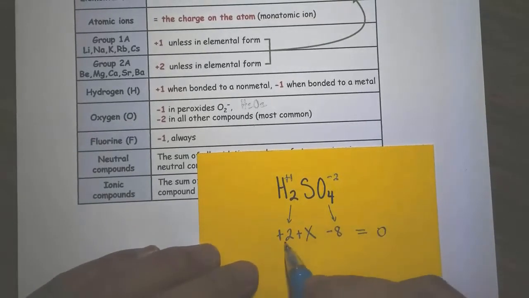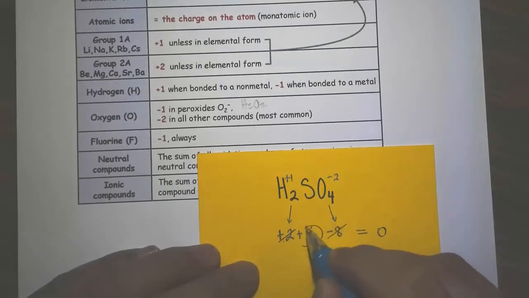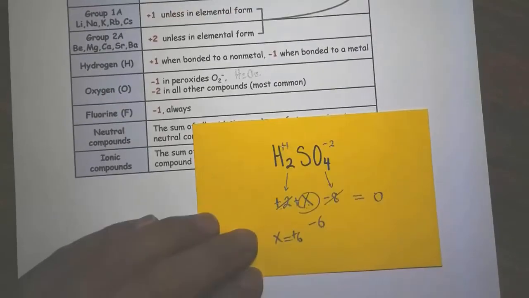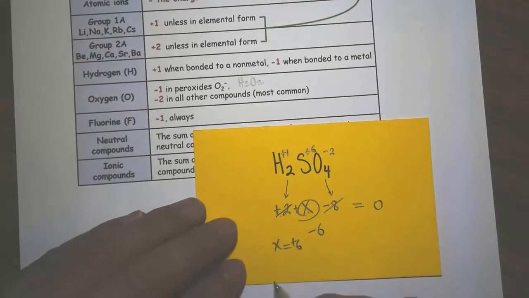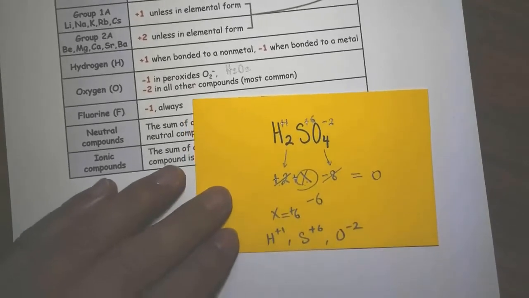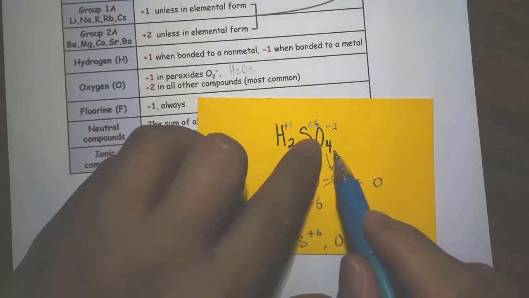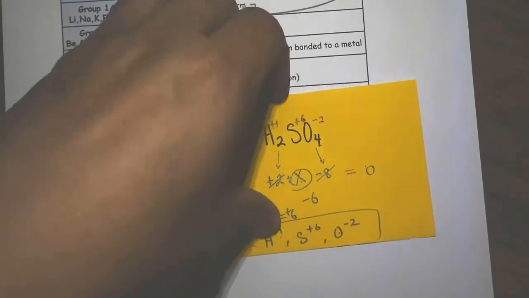Well, of course, we have +2 and -8, that gives us -6. And X is going to be what? What number plus -6 will give you 0? Of course, X must be 6. So it turned out that the oxidation number for sulfur is +6. So our final answer is: hydrogen is +1, sulfur is +6, and oxygen is -2. And notice how we don't care about the subscripts 2 and 4 when we look at the oxidation number of each atom. Let's try another problem.